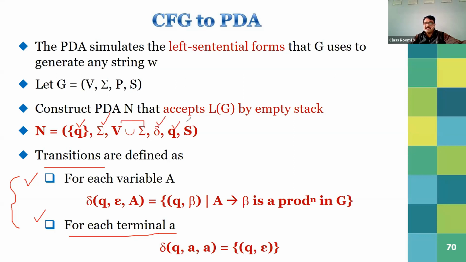This is the initial state, and S is the stack symbol. So all these are the simple representation. This is the simple representation of PDA as per the context-free grammar. Now let's start with some examples.